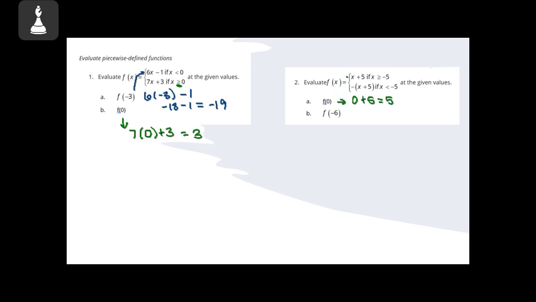Now the second one, f of negative 6. So negative 6 is smaller than negative 5, so I'm going to use the second equation, the opposite of negative 6 plus 5. So I need to do negative 6 plus 5 first, and that's going to give me negative 1. And then we want to take the opposite of negative 1. Well, the opposite of negative 1 is 1.